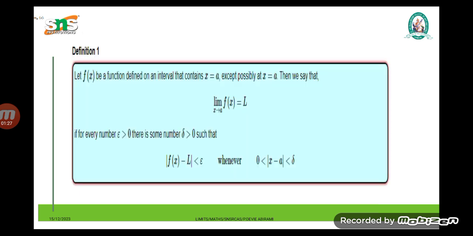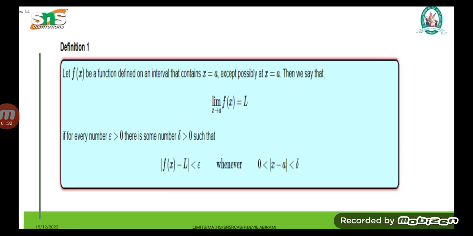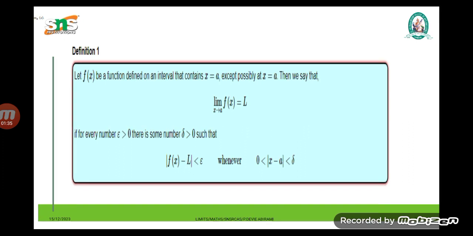Now let us discuss the definition of a limit. Let f of x be a function defined on an interval that contains x equal to a. Then we say that limit x tends to a f of x equals L. Here f of x is our function, a is our input, and our output value is denoted as L. If for every epsilon greater than 0, there exists some number delta greater than 0 such that it has to satisfy the condition mod f of x minus L less than epsilon, whenever 0 less than mod x minus a less than delta.